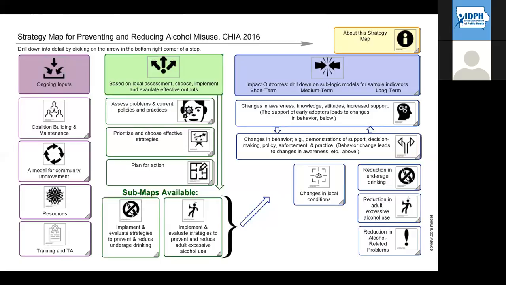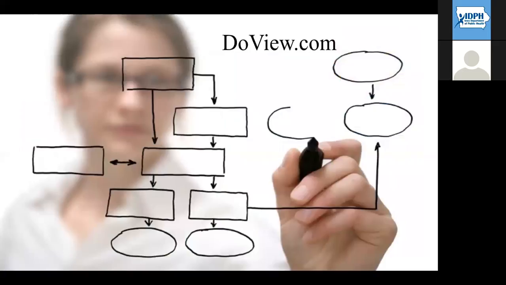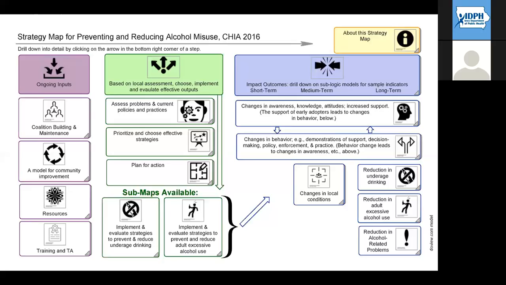Dorothy, a question came through. It says, what program does this strategy map use? It's called, right here, doview.com. All right. Thank you. And again, not an endorsement, I'm just sharing because I used it.